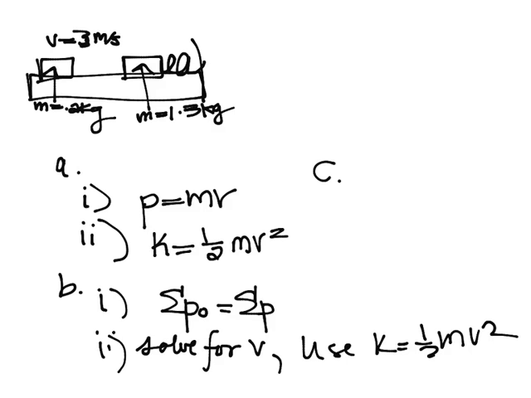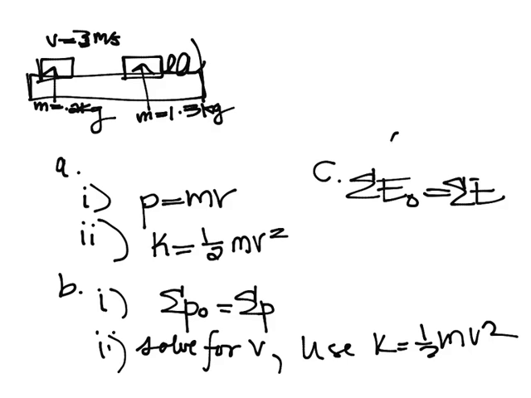In part C, it says after the collision, the two masses compress the spring as shown. Okay, and we want to know the maximum compression distance. Now we can use conservation of energy, and I'll talk a little bit more about that in a bit. But to calculate the maximum distance of compression, we can use sigma E naught equals sigma E.